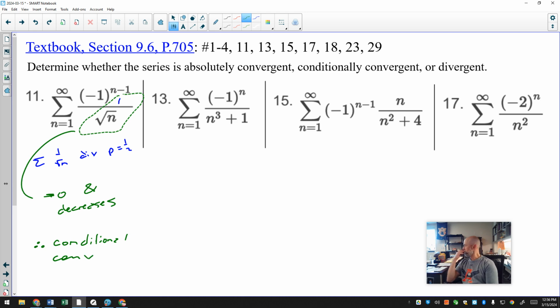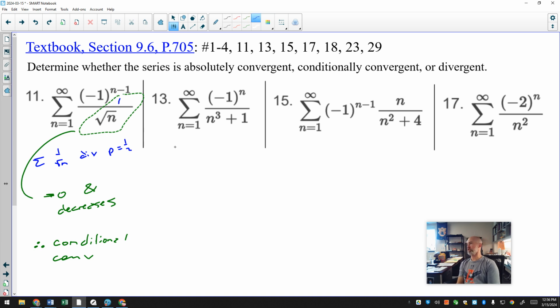We good? Now, on a free response situation, you need to actually write out the limit as n goes to infinity of 1 over square root of n equals 0. Show some level of algebra or calculus that the function decreases, but that is a conditional convergence. Yeah? Okay, number 13. What's our gut telling us?